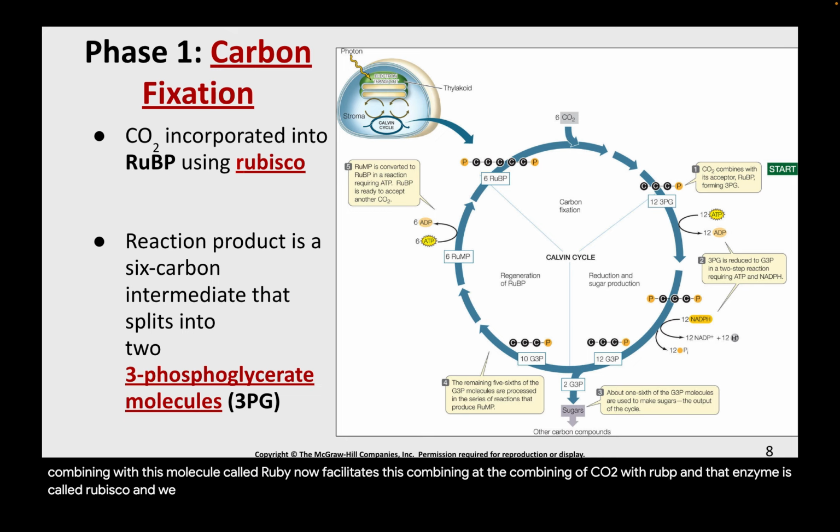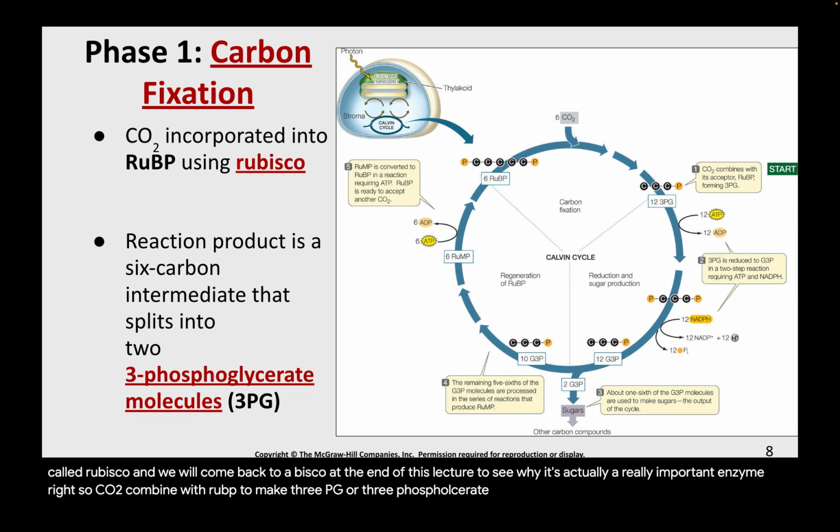And we will come back to Rubisco at the end of this lecture to see why it's actually a really important enzyme. So CO2 combines with RuBP to make 3PG, or 3-phosphoglycerate.